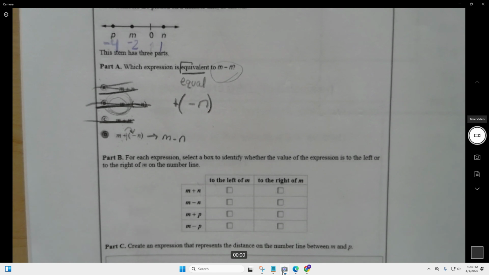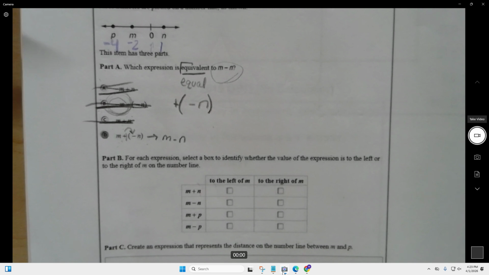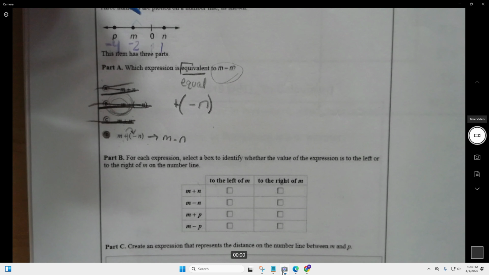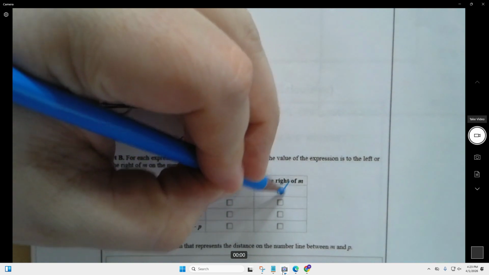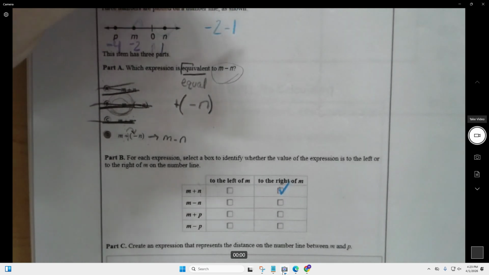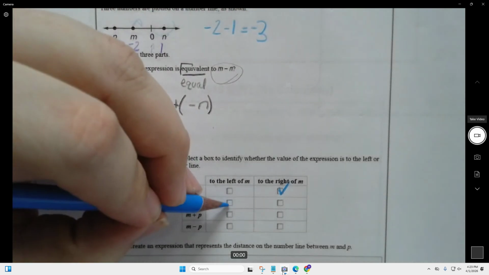Okay, m plus n. This would be negative 2 plus 1. That would just bring you closer. You're trending closer to n. So this would be to the right of m. M minus n. Okay, this is still a positive number. Negative 2 minus 1 would make it more negative, which would be negative 3, which would be to the left.